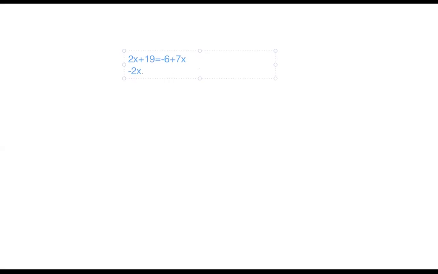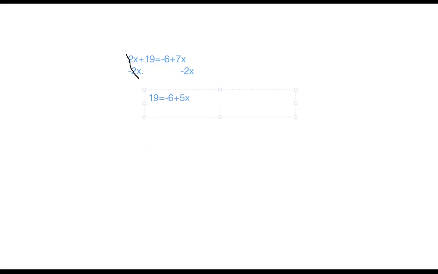So we subtract 2x from there and 2x from here. When we subtract 2x from the left side, they cancel out because 2x minus 2x is 0. And then when we do it from the right side, 7x minus 2x equals 5x. So then we are left with 19 equals negative 6 plus 5x.